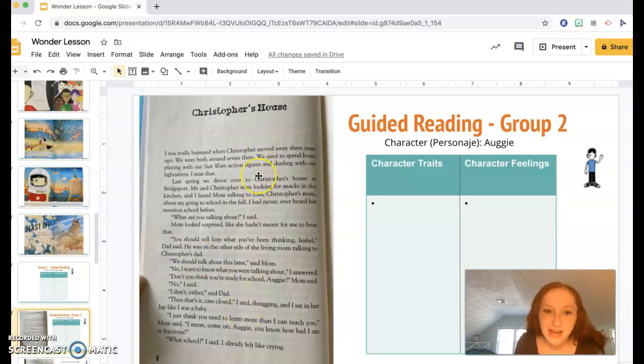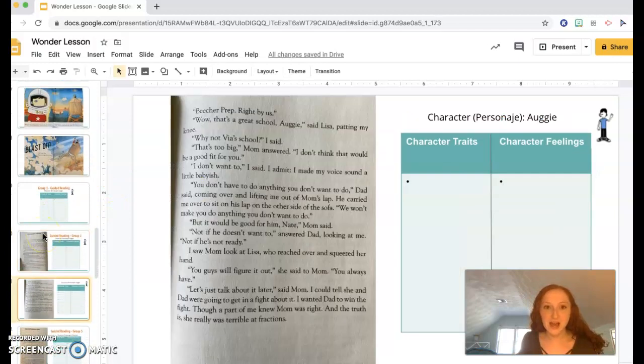So we would read this passage, which is out of the Wonder book, and it's a little more complex, and I would think about character traits versus feelings. We were again focusing on Augie, what that character possesses. I would read those 2 pages, about a page and a half.